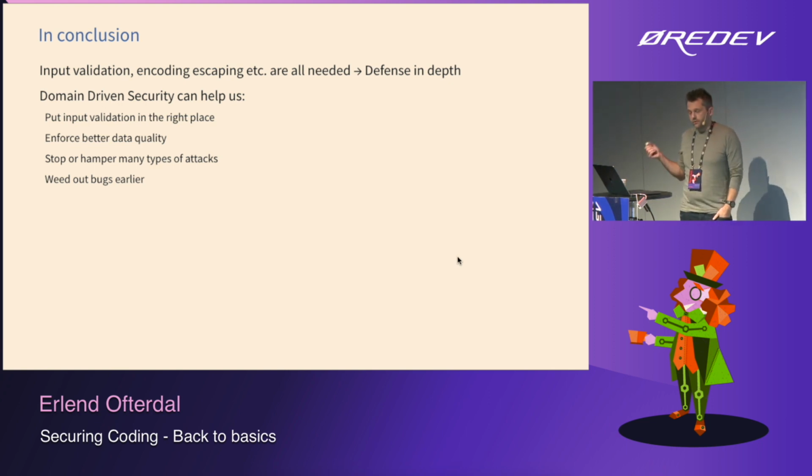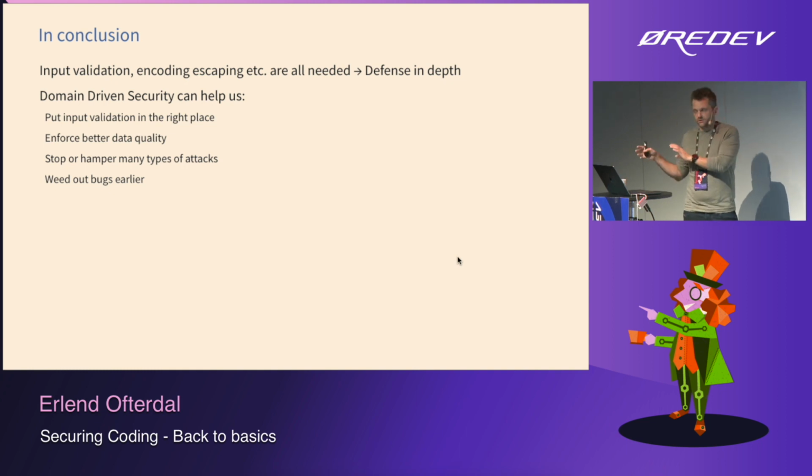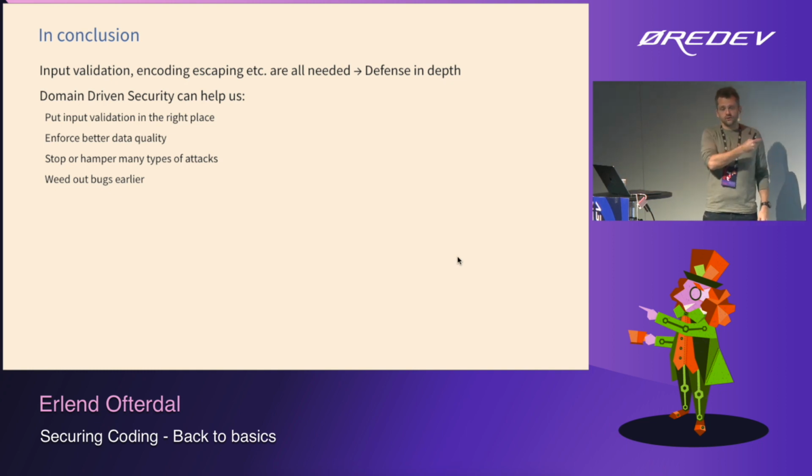And this can stop or at least limit lots of attacks because we suddenly start to reduce the sizes of things and the character sets of things and those kinds of things. And this causes us to get compile time errors if we do stupid things, which is excellent.